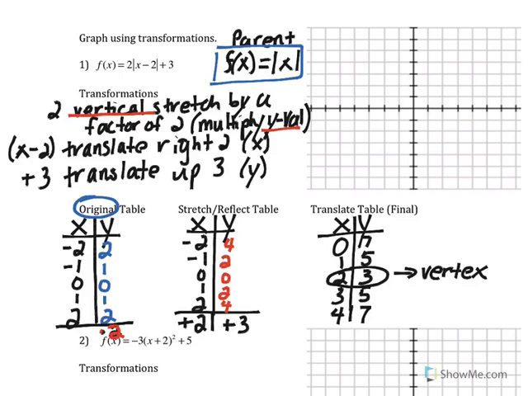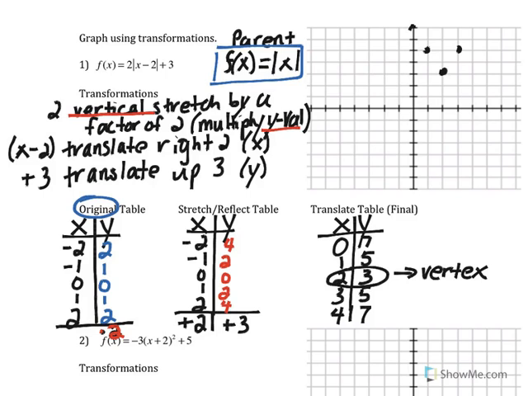I like to plot these starting with the vertex because it is symmetrical, but you can just plot them in order also. So I'm going to plot 2, 3 first. Then I'm going to plot 1, 5, and at the same time plot 3, 5 because they're right across from each other, and then 0, 7, which is like right at the top, and 4, 7.